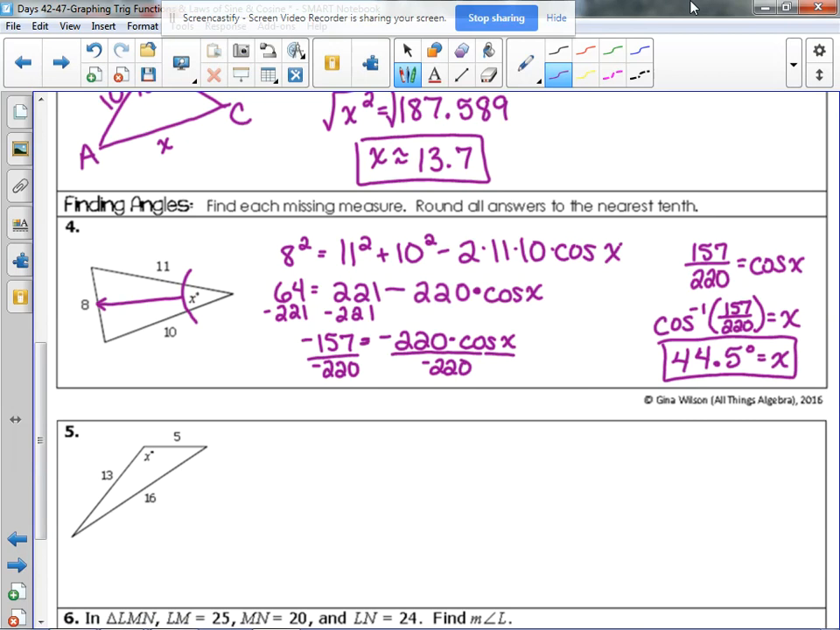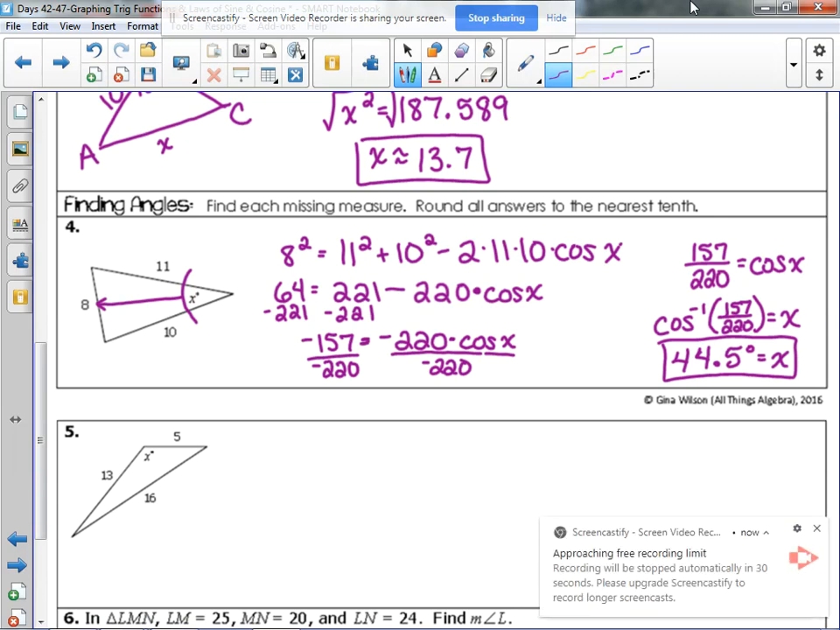Now, we can't fully check this unless we do a whole bunch more work with the law of sines to find another angle, but we can kind of use a little bit of logic. 8 was the shortest side, 44.5 degrees. That is a smaller angle, so it kind of makes sense that that would fit in the problem.